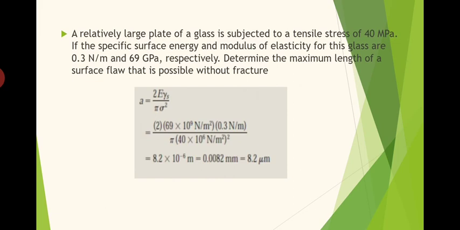The equation for a_c is 2 E gamma divided by pi sigma squared. That was equation 2. E is given as 69 gigapascal, so 69 into 10 raised to 9. Gamma is given as 0.3 Newton per meter. And pi into sigma squared. Sigma is given as 40 megapascal, so 40 into 10 raised to 6, converting mega into pascal, whole squared. So finally, you will get 8.2 micrometer. That is the a_c value, the critical crack size.